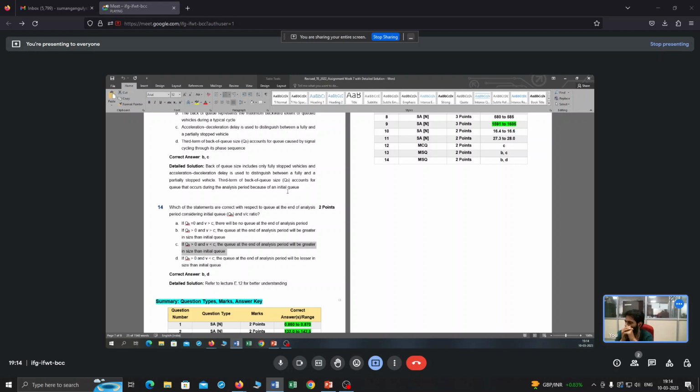So then the next is, if your QB is greater than 0, meaning you have Q at the start of the analysis period, and your V is less than C, then Q will be lesser. Okay, that's what we are discussing. So your correct answer will be D, as well as B, right? It is self-explainable, right?